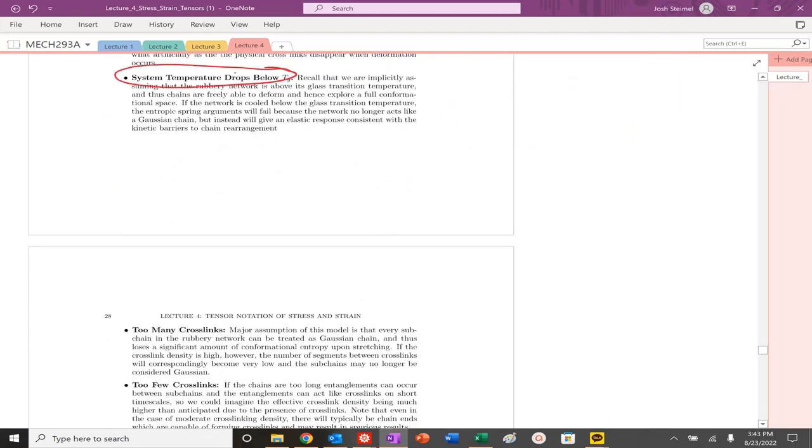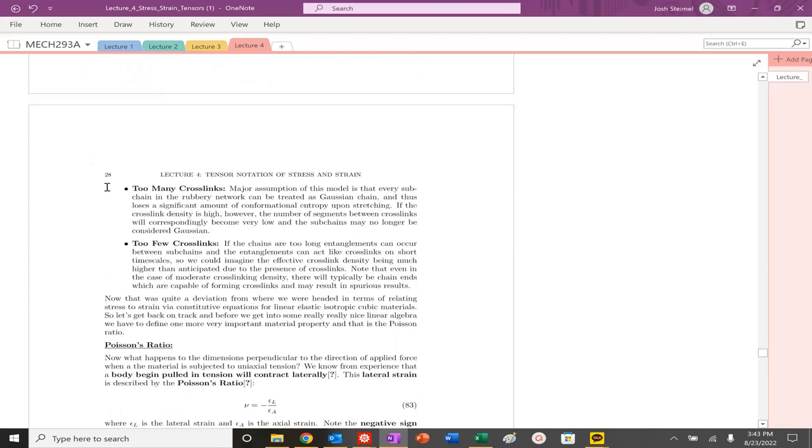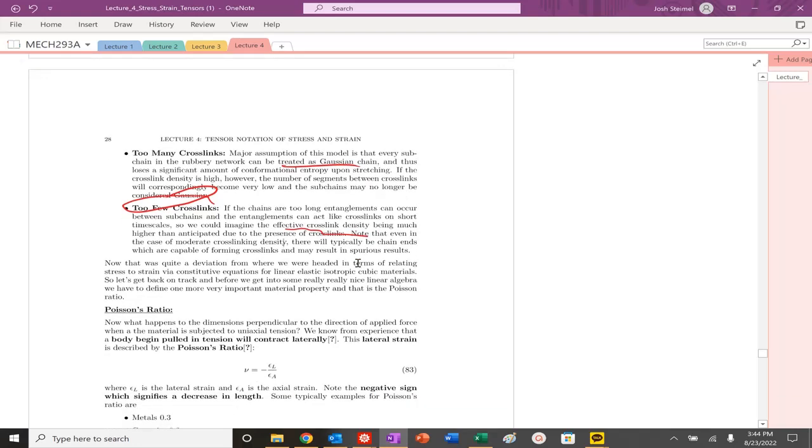If the system drops below Tg, we go back to our old assumption. With too many crosslinks, it's not Gaussian anymore. With too few crosslinks, the chains are so long that there's no real crosslink density here. So this is your rubber elasticity in a nutshell.